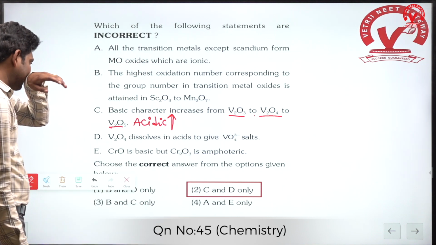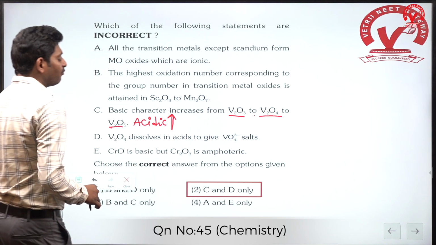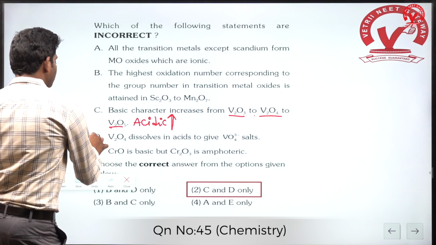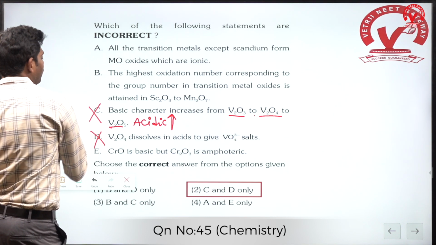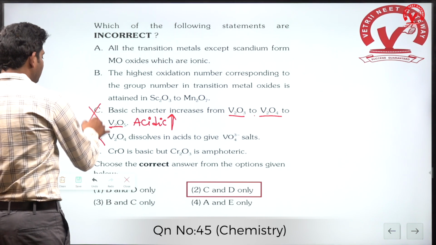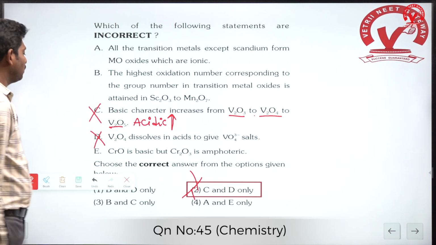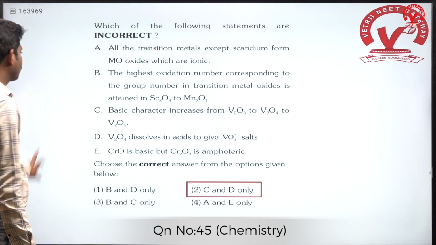So C is incorrect. And V2O4 dissolves to form VO3 minus. No, that is also incorrect. V2O5 will give the VO4 3 minus. So C and D are the incorrect options.